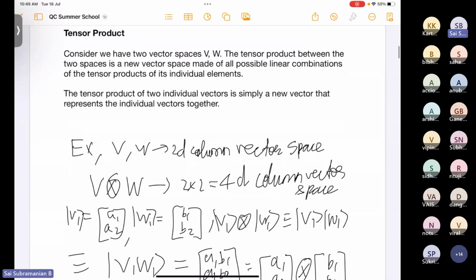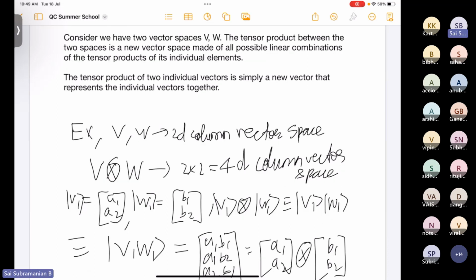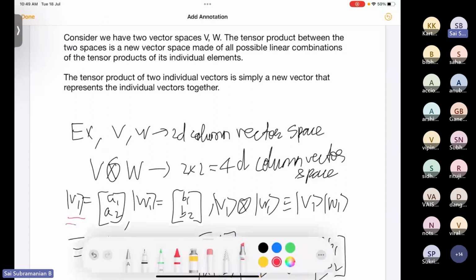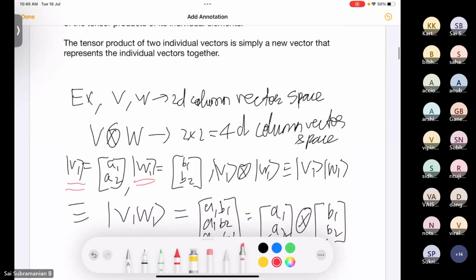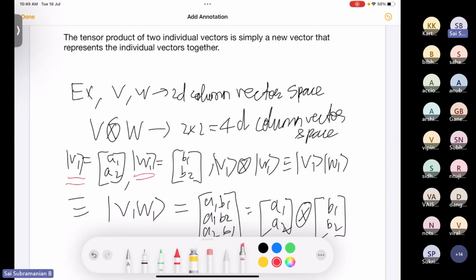The tensor product of two individual vectors is just a new vector that represents what those two individual vectors are. Say we have the 2D column vectors example again. We have V1 is equal to A1, A2. We have W1 is equal to B1, B2. So V1 tensor product W1, this is how we will write that. And we are pretty lazy, so sometimes we will just write it like this. And sometimes we are very lazy, so we will ignore that as well and just write the state like this. All these three mean the same.